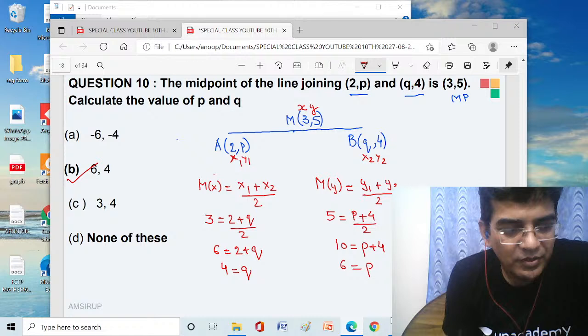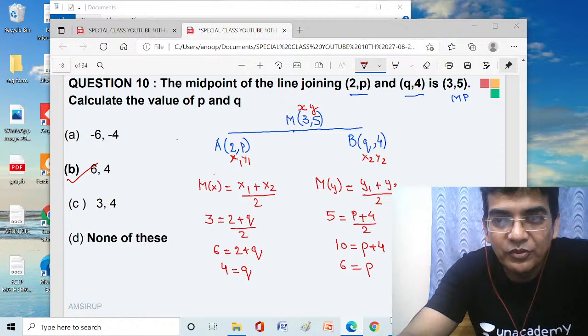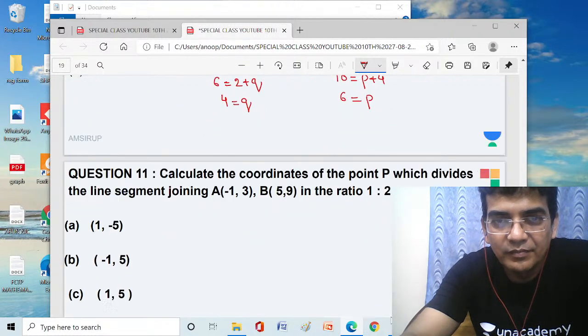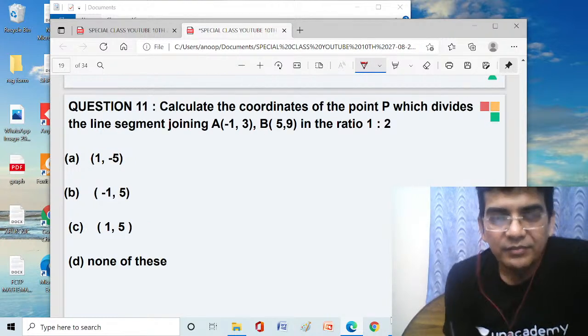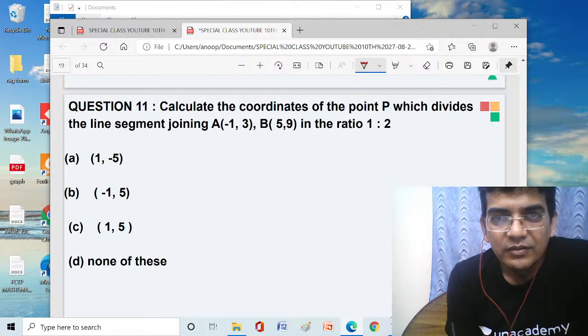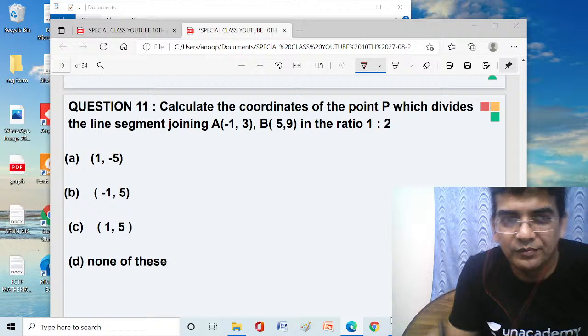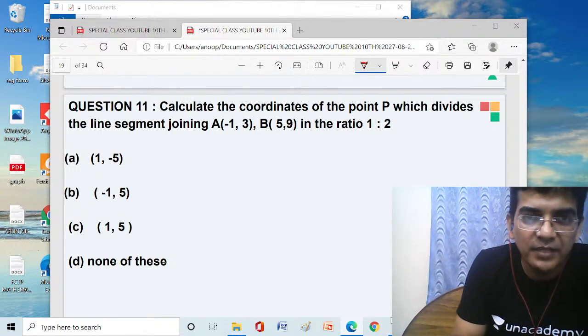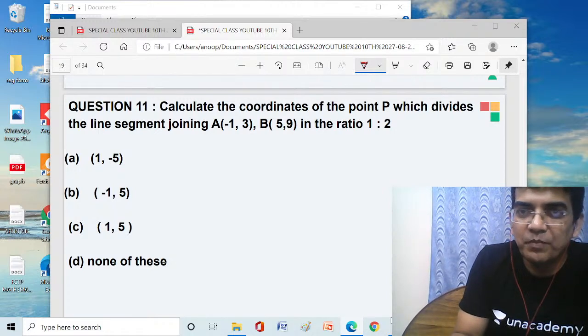So this is clear to you now, how to find it? Okay. Now let's move on to the next question. The next question says calculate the coordinates of the point P which divides the line segment joining A and B in the ratio 1:2. This is the line segment AB, and it is divided in the ratio 1:2 by the point P. So what will be our first step?